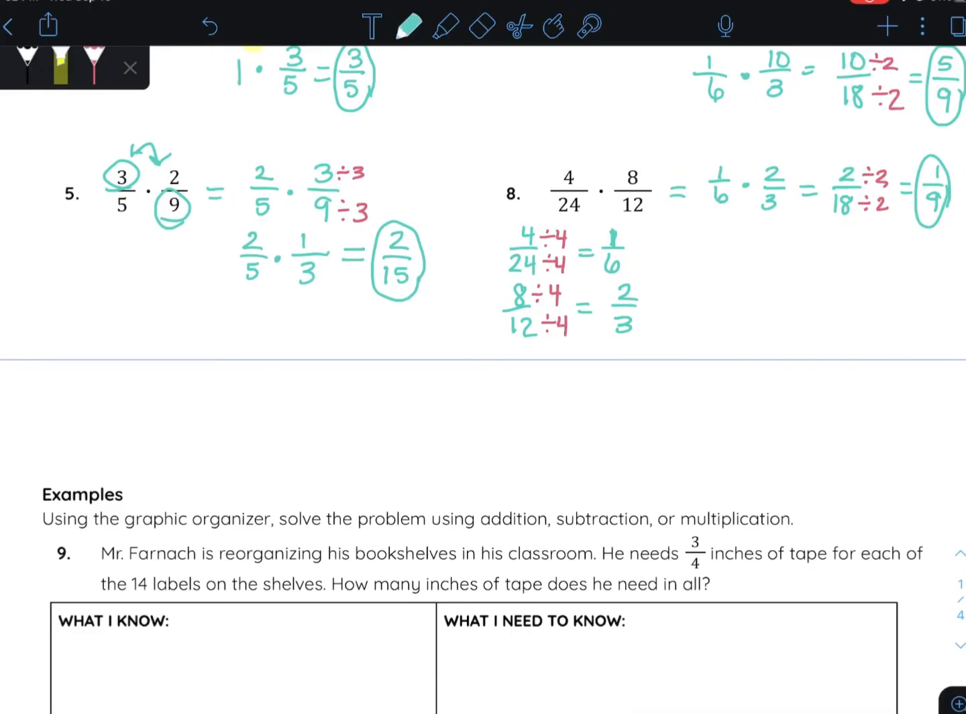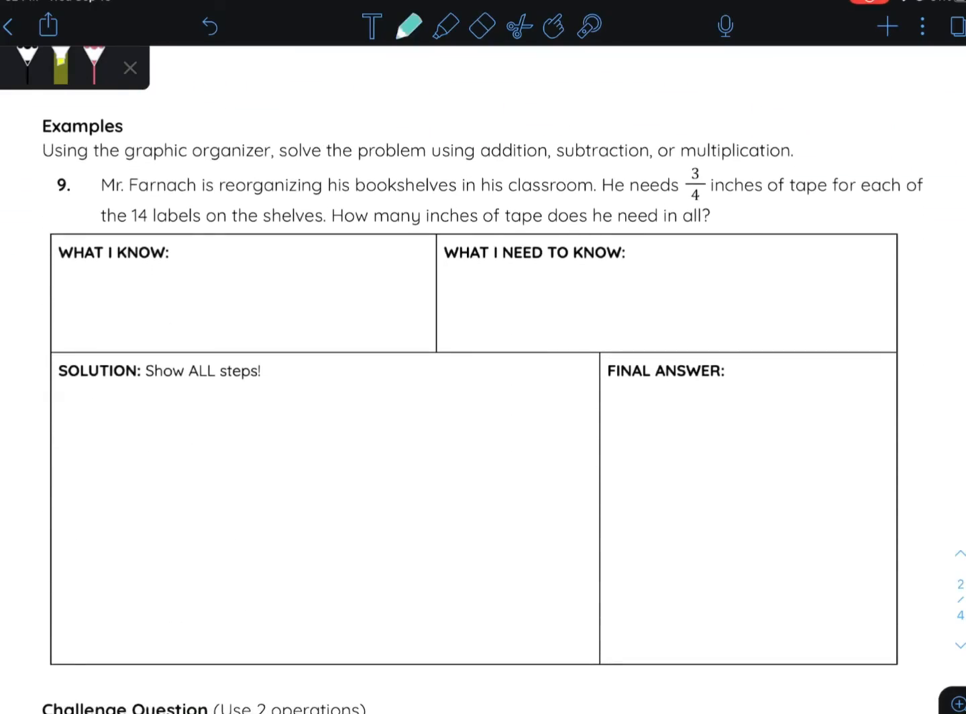Last up, we have a word problem, okay? And I have our graphic organizer here again. So here's the word problem. Mr. Farnach is reorganizing his bookshelves in his classroom. He needs 3/4 inches of tape. So I'm going to circle that and underline the keywords for each of the 14 labels on the shelves. How many inches of tape does he need in all? All right, let's take our annotations, so our circled numbers and our underlined words, and put them into the organizer.